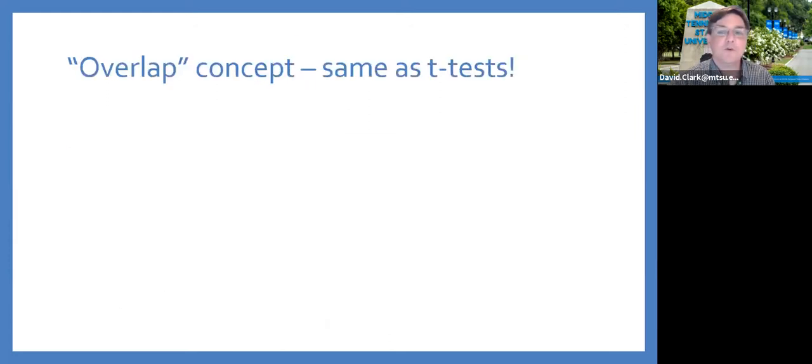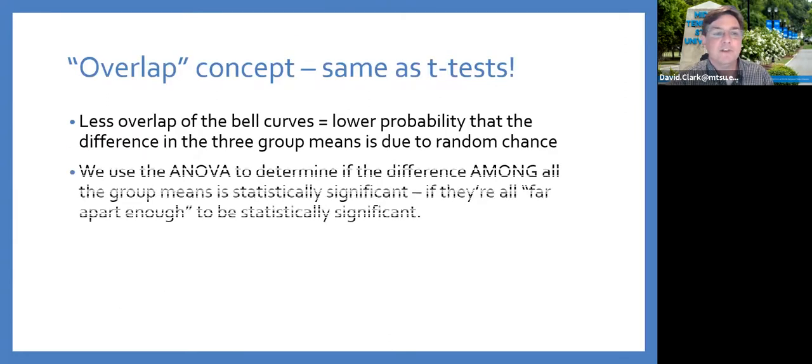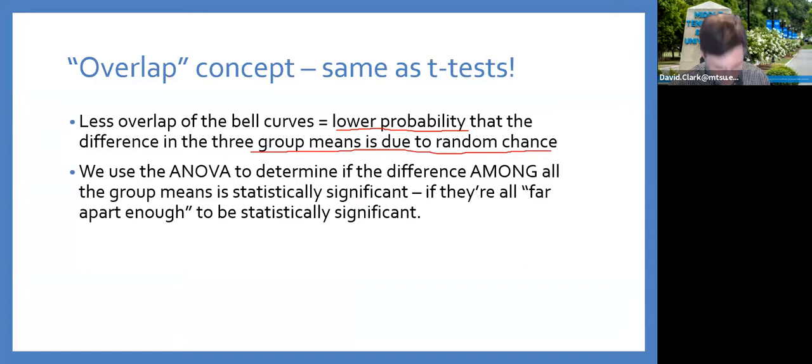So we will use the ANOVA. It's the same thing as we talked about with the t-test: with less overlap of those curves, if they don't overlap as much, there's less probability that the difference is because of random chance. So we will use the ANOVA, right there at the bottom with that arrow, to determine if the difference among all the groups is statistically significant, far enough apart to be statistically significant.